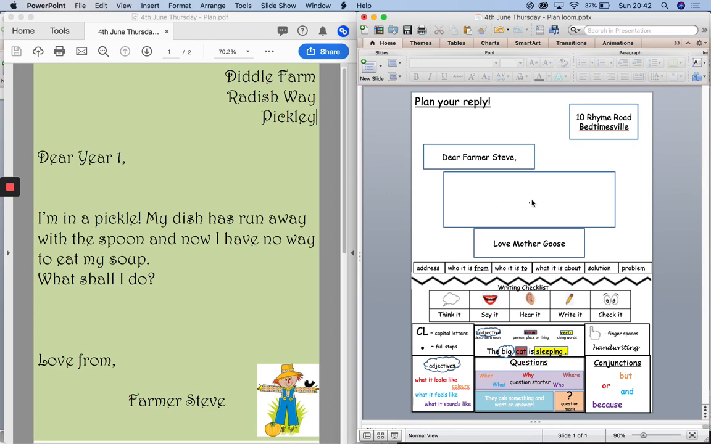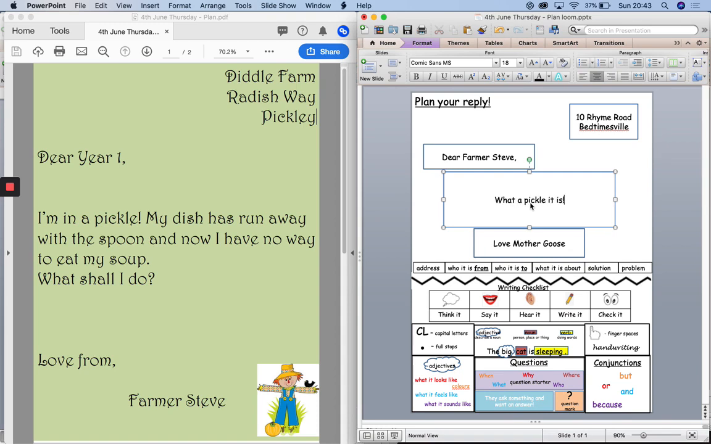So the main thing you need to concentrate on is in this box here, the what it is about, and it is a solution. We don't need another problem, we need a solution. So you're going to write it to match this letter over on the left. I am in a pickle. Well, I might follow that up with what a pickle it is.